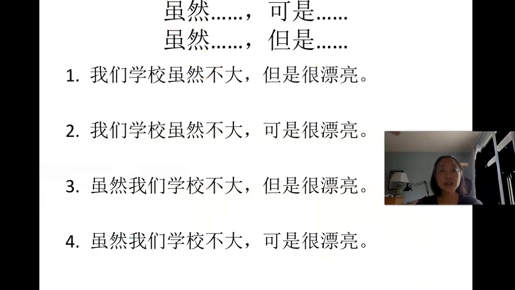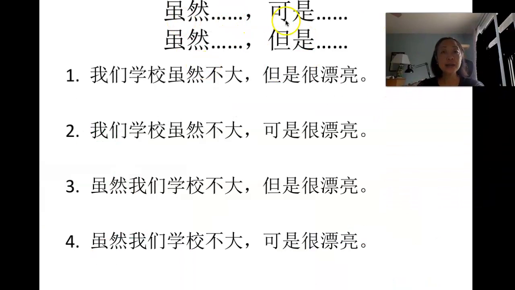好, now conjunction words. 虽然可是, 虽然但是, although, literally although, but. Okay, so both could be used. Most of the time they could be used interchangeably, but 但是 is relatively more formal than 可是.